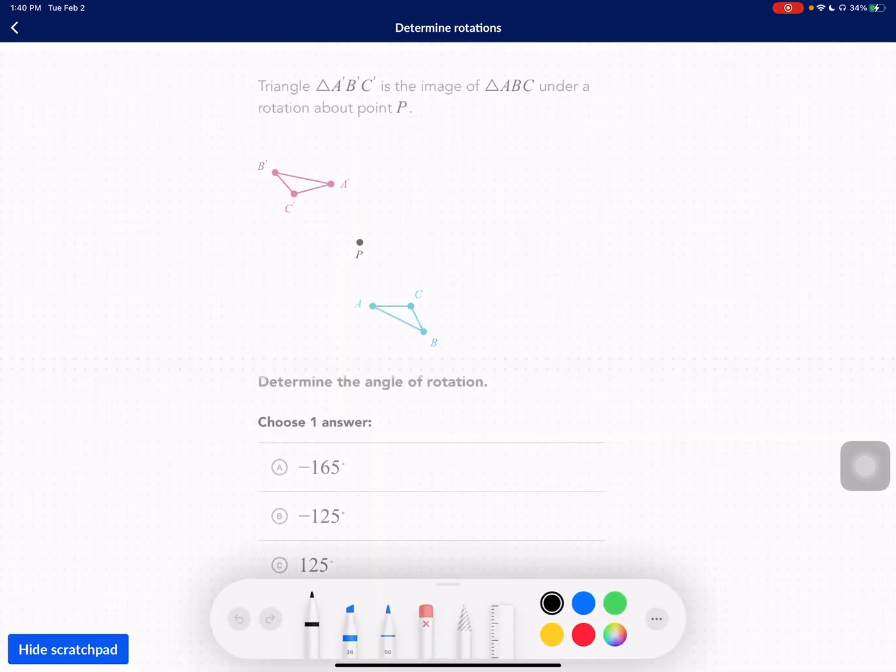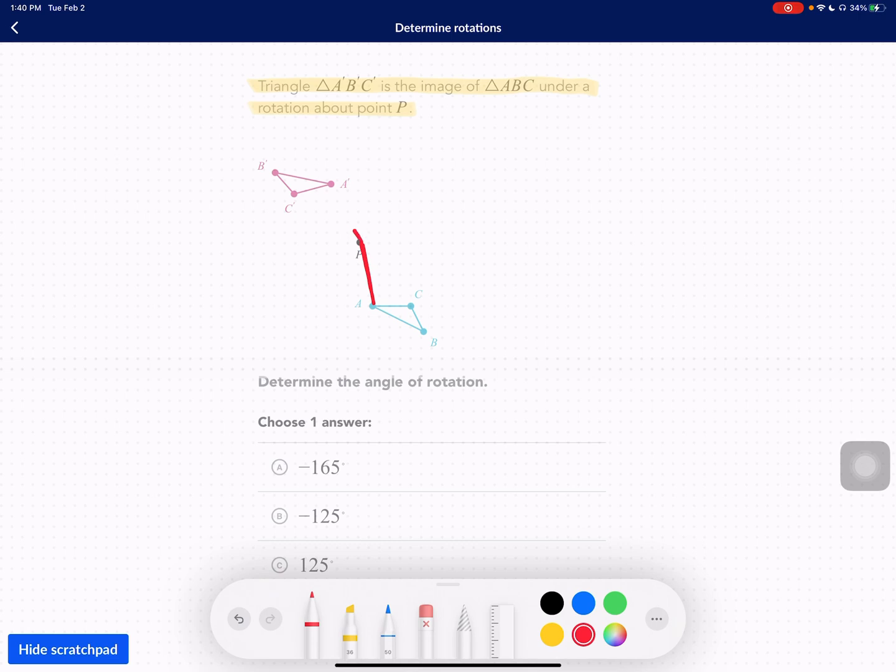You see here that they say that triangle A prime, B prime, C prime is the image of triangle ABC under rotation about point P. About just means around point P, so it's perfectly around it. So what we want to try to do here is first identify point P, and this is the distance from P to A.